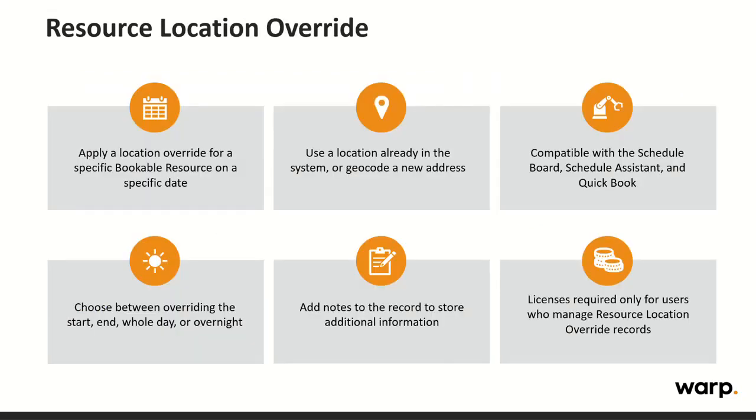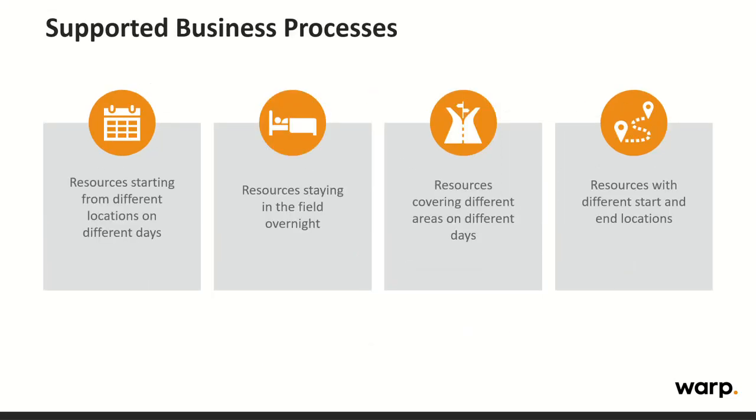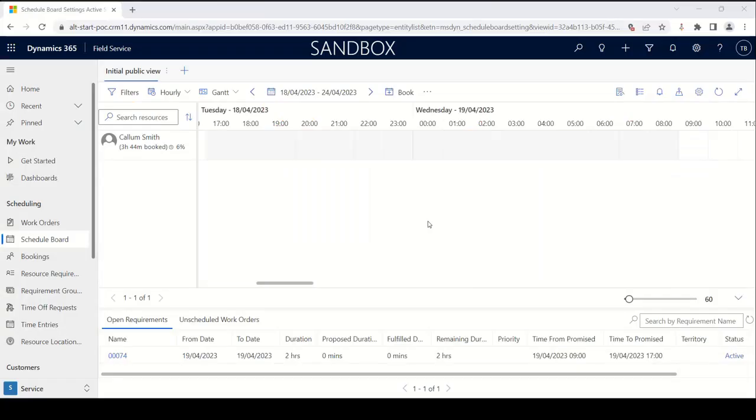Warp have created a field service extension called Resource Location Override to provide users with the ability to specify a different start or end location for a resource on a particular day. This enhancement supports businesses with resources which sometimes operate from different offices or warehouses, or stay overnight in hotels or on site. We are now going to take a look at how this additional functionality can be used to represent a bookable resource staying overnight in a hotel.